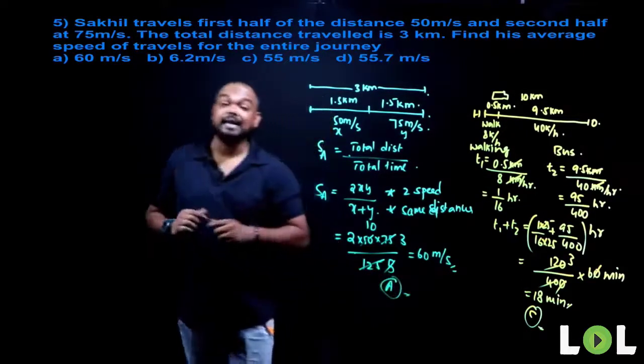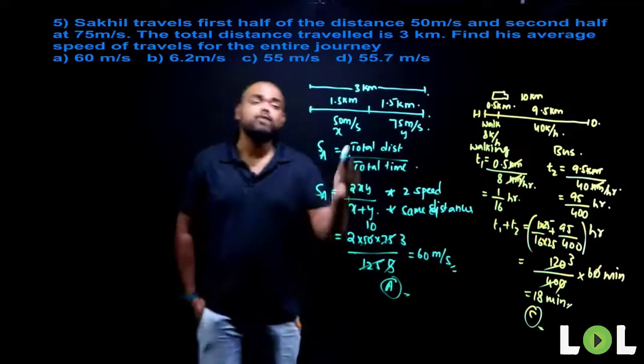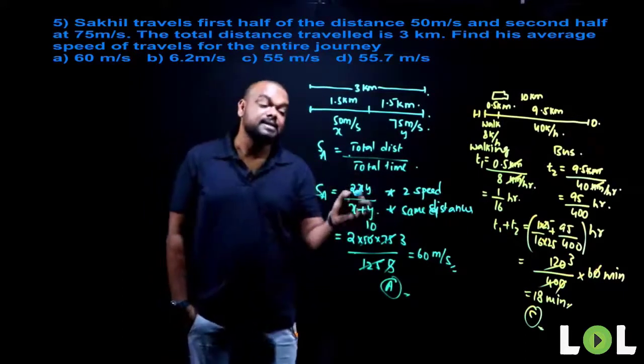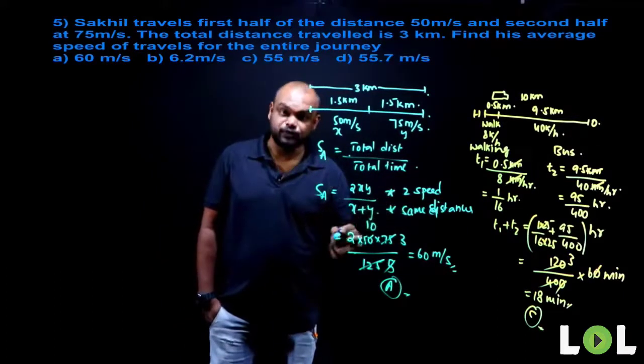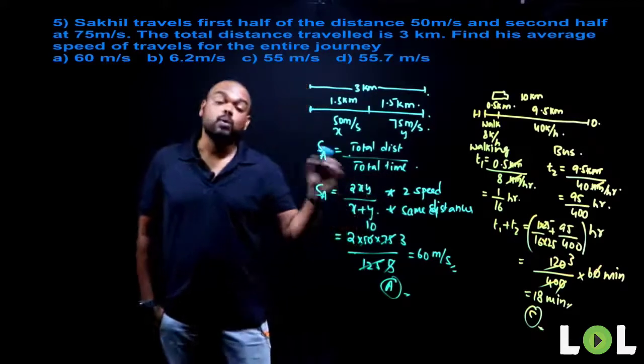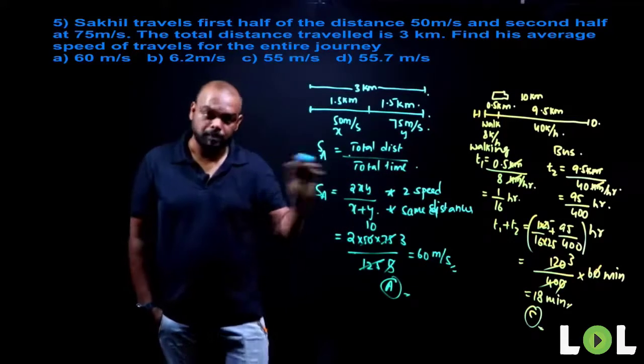Okay, directly average speed formula. You can go with this also. But since this can be used here, we can do it much faster. Well, when we cannot use it, what should be done? That also I'll show you in the coming problems. Do not worry about it.